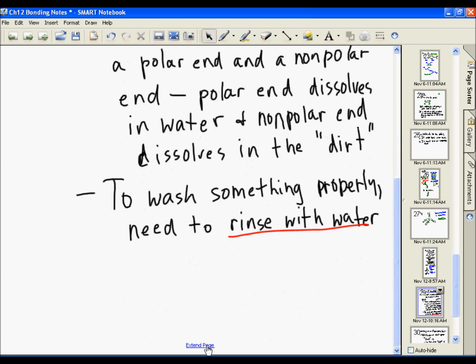And when you wash something, you really should rinse with water. A lot of people, when they wash the dishes, don't rinse with water. They just soap them up and then stick them in the drying rack. Well, if you don't rinse with water, then you have a film of soap and dirt still left on your dishes. So the purpose of the soap is to get the stuff dissolved so that you can rinse it off. So you really should rinse it off to get your dishes properly cleaned.